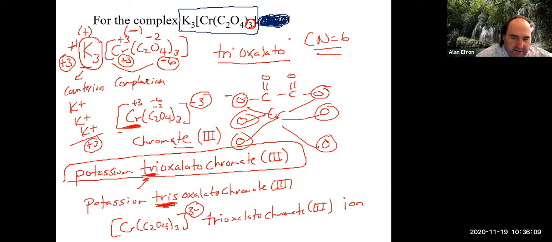So again, because this is a bidentate, you do have to adjust it for it being basically 2 for 1 in that situation. Any questions on that there?